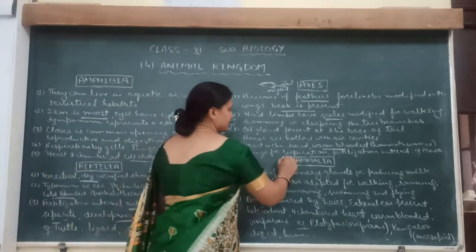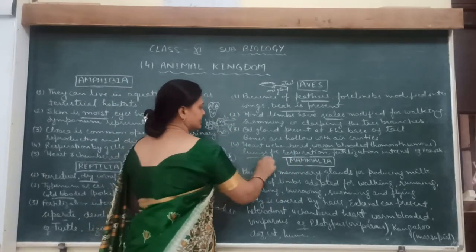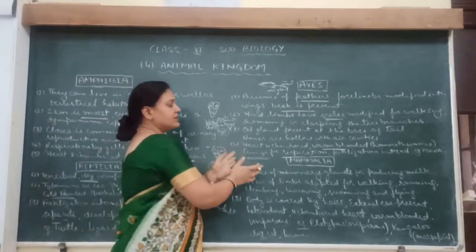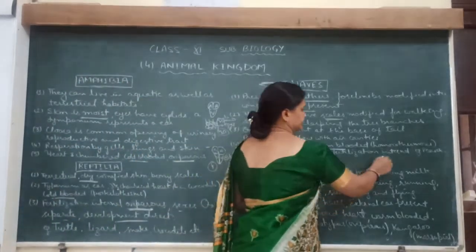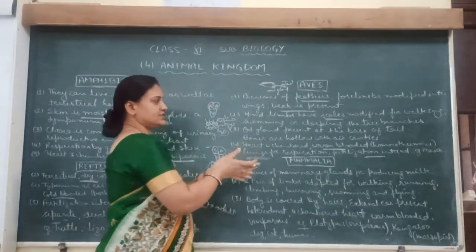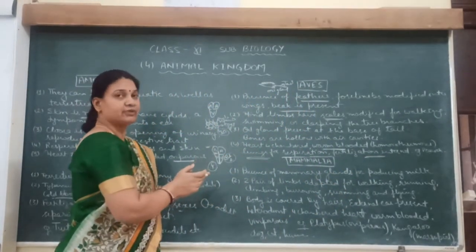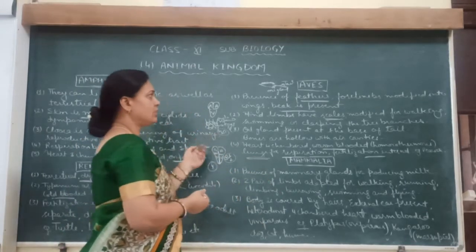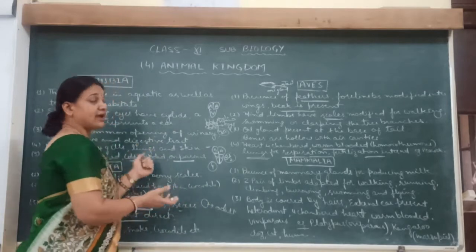Their body temperature is constant, not change according to the weather condition. And the respiration is through lungs. Lungs are the main respiratory organs. And fertilization is internal. Fertilization, the fusion of sperm and ovum, takes place inside the female. For example, peacock, parrot, pigeon, penguin.